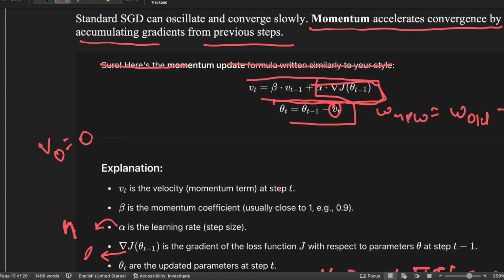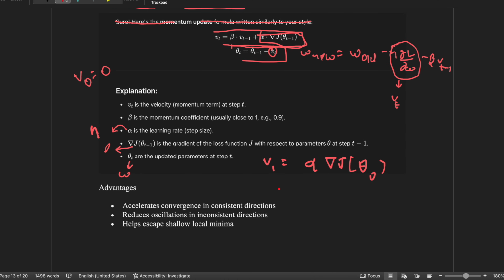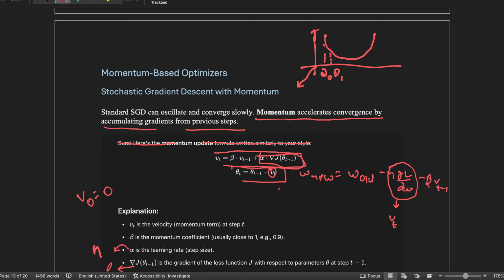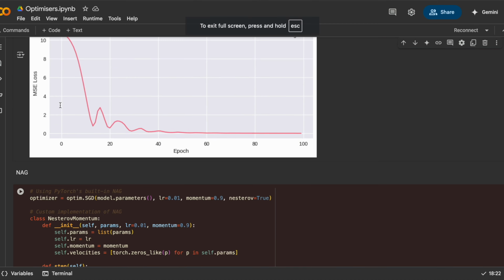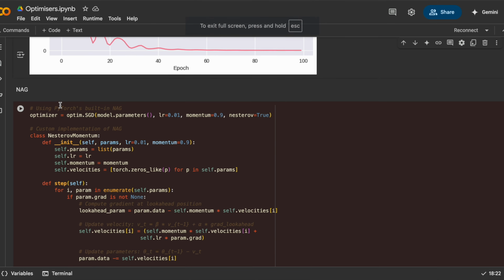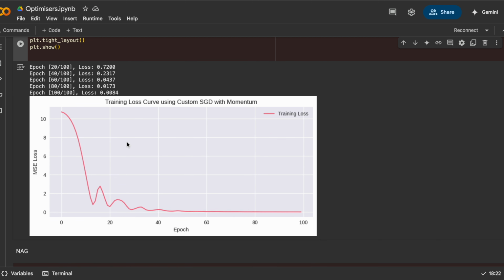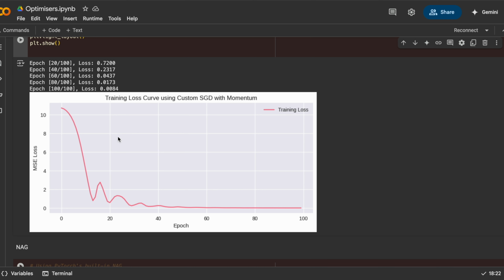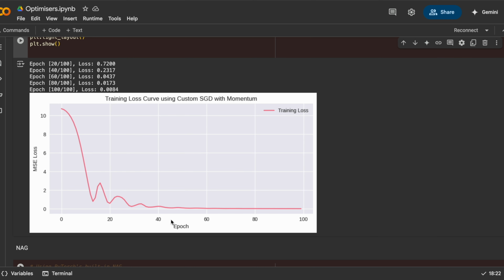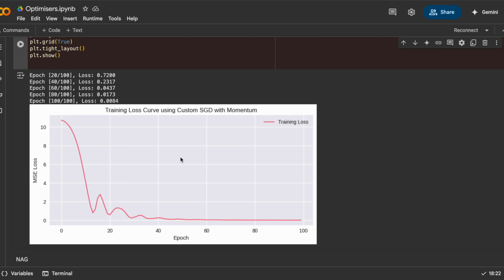So this is the whole concept of momentum. I hope you understand the concept behind it. I also made a Colab notebook. You can see that the losses reach the minimum early, but since there is no comparison with SGD here, I cannot say whether the convergence rate is faster.